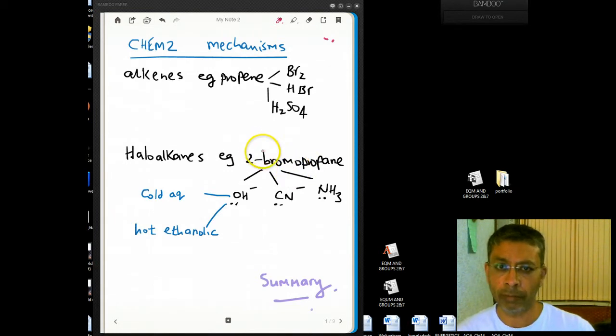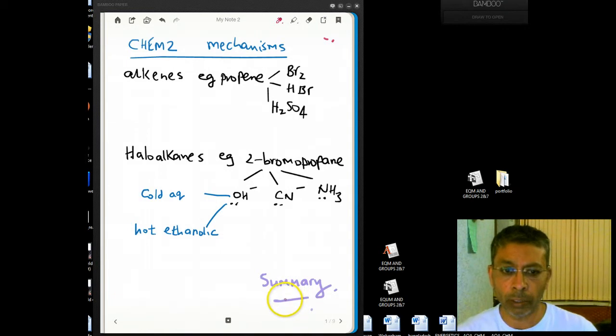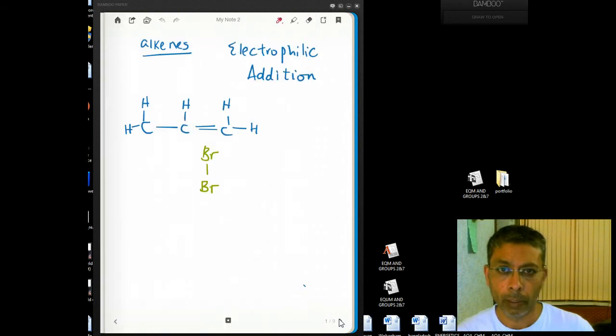Alright, so let's start off, and by the way, this is going to be a quick summary of these mechanisms. It'll include the essential features of each of the mechanisms, which is quite good. So let's have a look at alkenes first of all, and we'll start off with adding bromine. Okay, so note that the name of the mechanism is electrophilic addition.